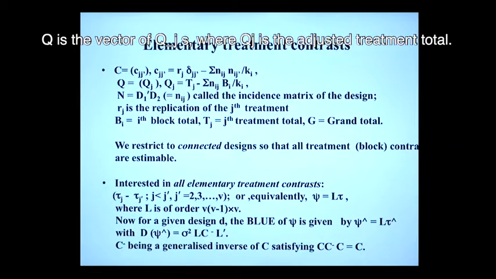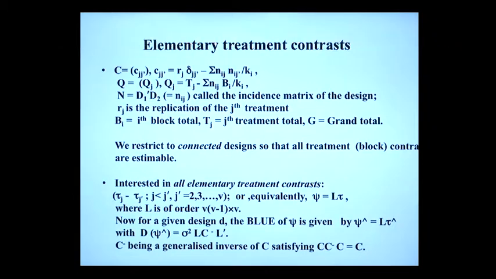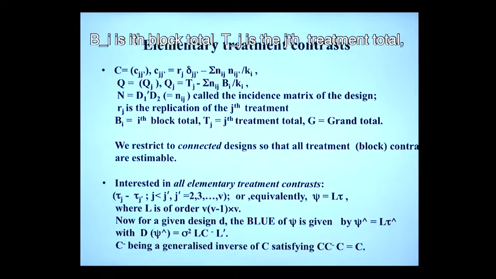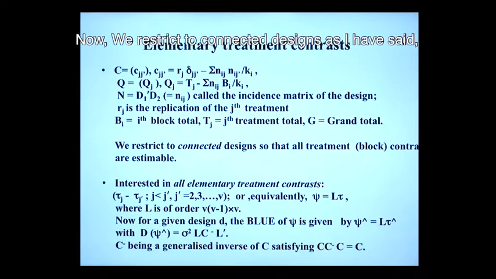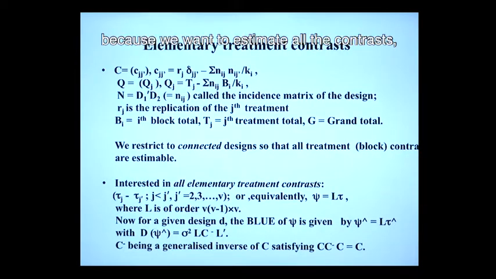Q is the vector of Q j's, where Q j is the adjusted treatment total. Capital B i is the ith block total, capital T j is the jth treatment total, and G is the grand total. Based on this, we have the structure of C. Now, we restrict to connected designs, as I have said, because we want to estimate all the contrasts, on the basis of which we can select the best design.